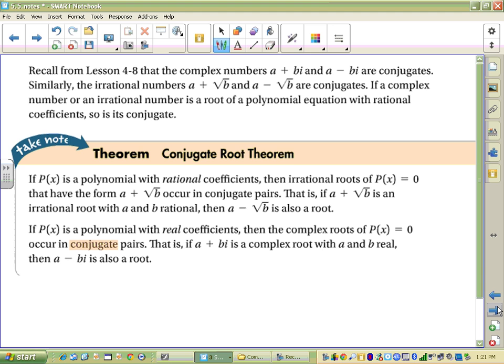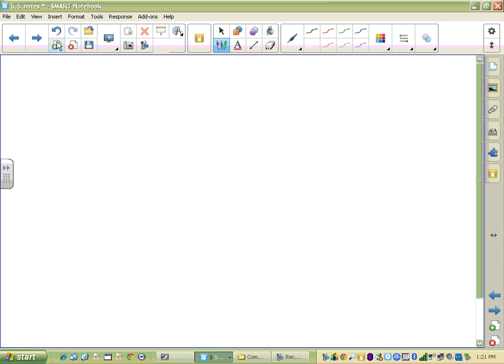There's one theorem called the conjugate root theorem. They kind of put 2 parts to this. Okay, so let me summarize this on this next page. Irrational conjugate theorem.